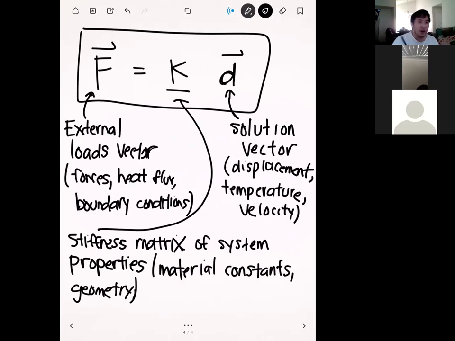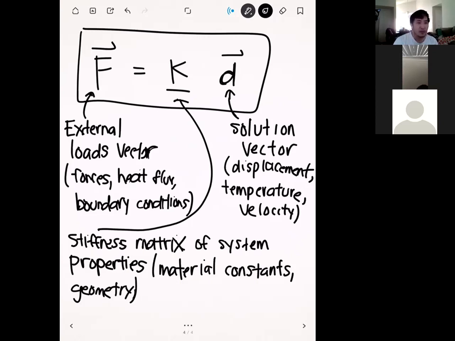Right? So I know I'm talking about this in very broad terms, but this system right here, even though it looks very simple, all kinds of finite element problems fall within it. So heat transfer, fluid mechanics, electromagnetism, structural mechanics, of course, fall into the system where you have a vector of external effects, a solution vector that you're looking for, and then a matrix that has all of your intrinsic material properties and geometry for your physical system. Okay? So everything falls into here.